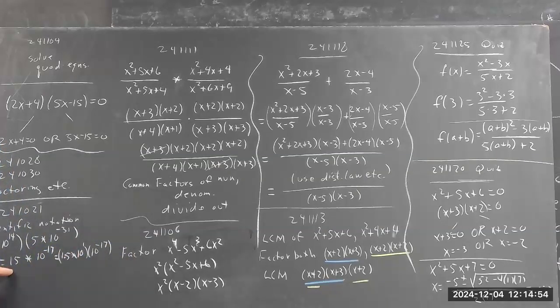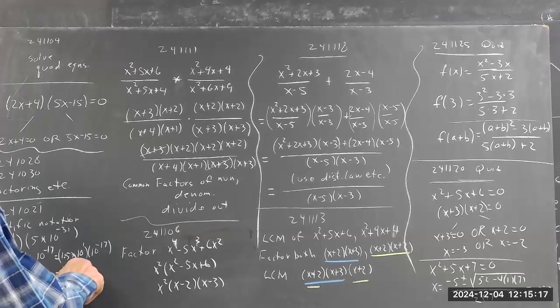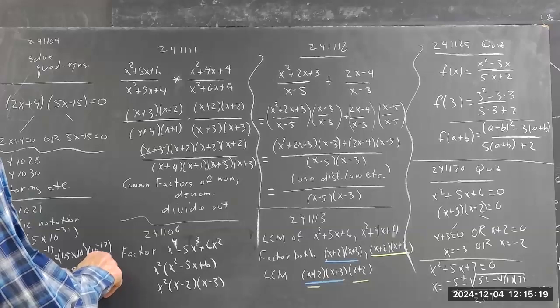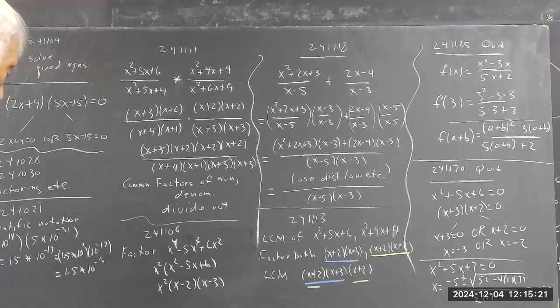This number has to be between 1 and 10. It can't be 10, and it can't be 1, but any number in between. To make this into a number in between, I write it as 1.5 times 10, which is 1.5 times 10 to the first in this case. And then this equals 1.5 times 10 to the negative 16.